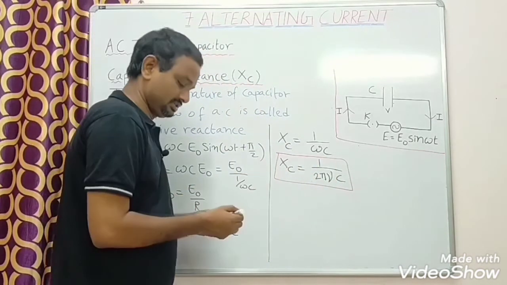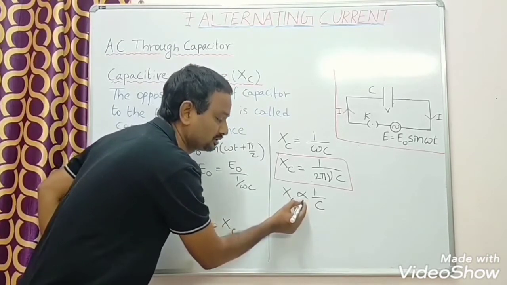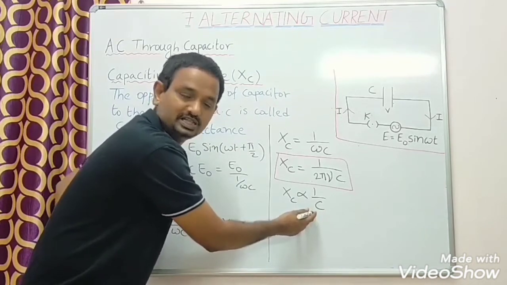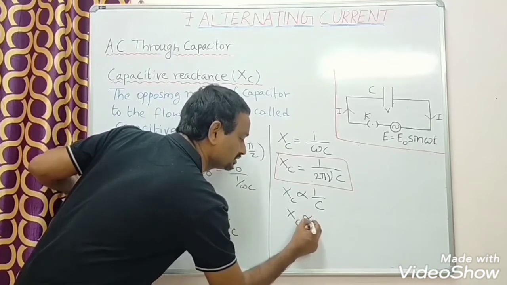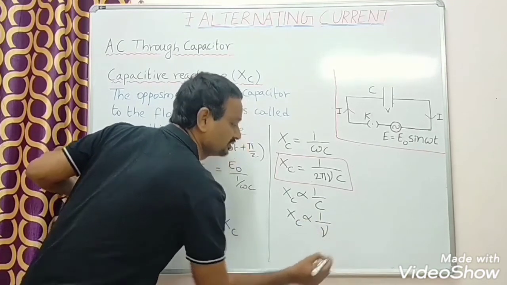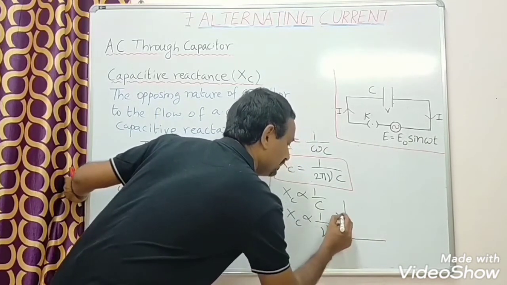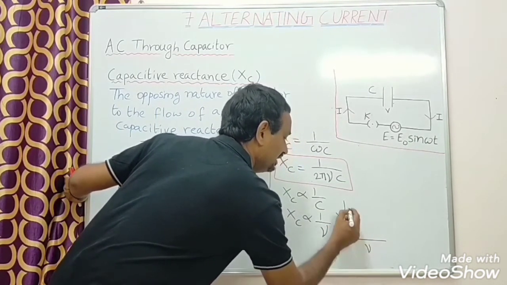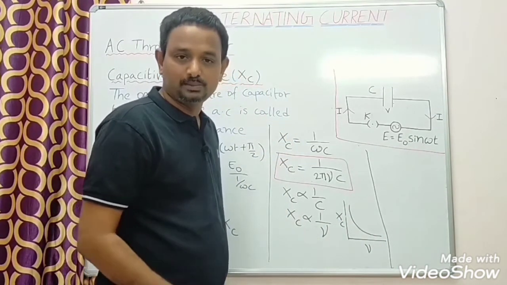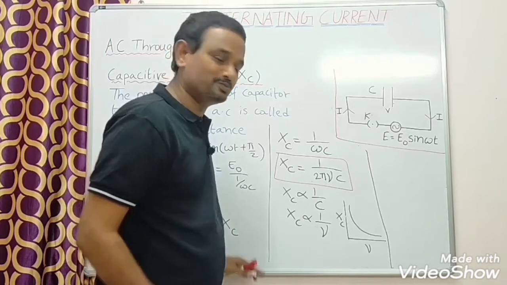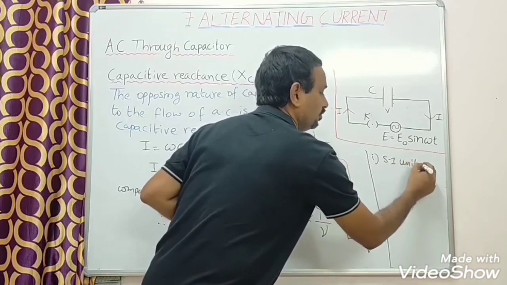So here from this equation I can say that this capacitive reactance is inversely proportional to the capacitance of the capacitor, and capacitive reactance is inversely proportional to the frequency. So if you take a graph here between frequency and this capacitive reactance, you will get a curve like this. What is the SI unit for this capacitive reactance? SI unit is ohm. Look at here. SI unit, ohm.